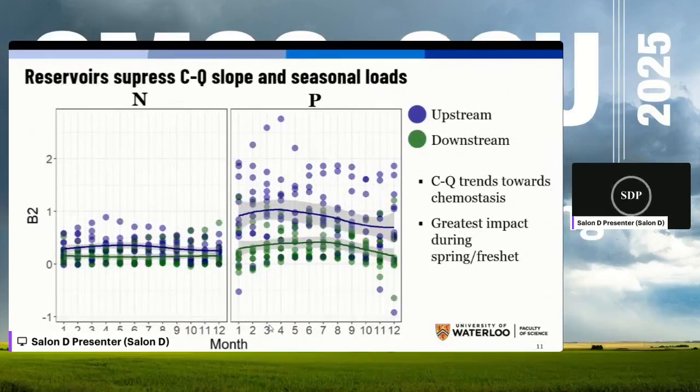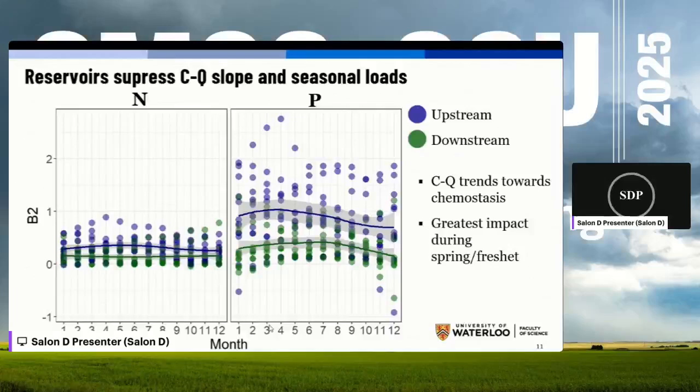Another piece of evidence too: we see that reservoirs suppress the CQ slope and the seasonal load. So remember that B2 coefficient I mentioned earlier? That is plotted, averaged by month, here for each site. And so what we see is that above the dam, before you have reservoir impacts, we see a seasonal cycle in the CQ relationship. We have major runoff happening in the spring, and we move towards more chemostatic conditions, but still see a mostly runoff trend for both phosphorus and nitrogen.